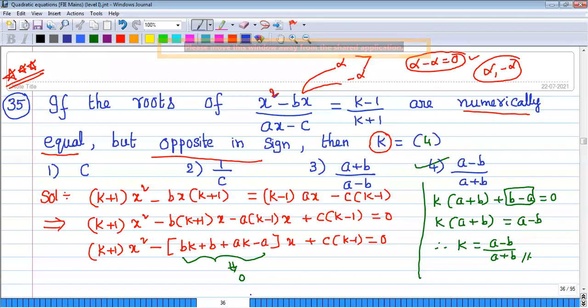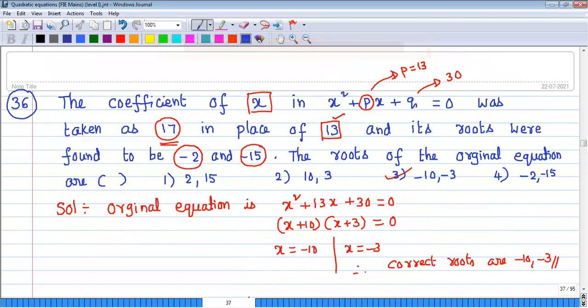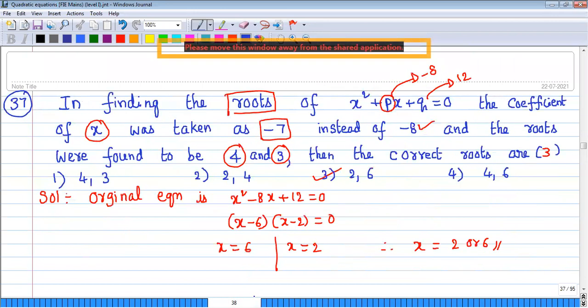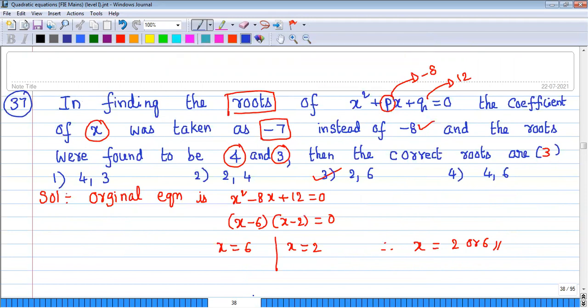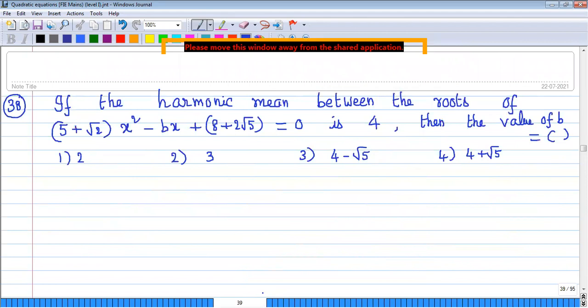One minute, sir. Show next page, sir. Show next page, sir. Okay, sir.